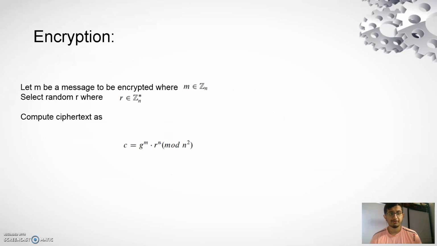Now let's move on to the encryption. Let the message m to be encrypted belong to the range Z n. We'll select a random integer r. First take a message that needs to be encrypted. Then take a random integer r. Now compute the ciphertext as c is equal to g to the power m, that is the message, into r, the random integer, to the power n mod n square, where n is the product p comma q of the primes, and g, as we all know, is a random integer we selected in the range Z n square.